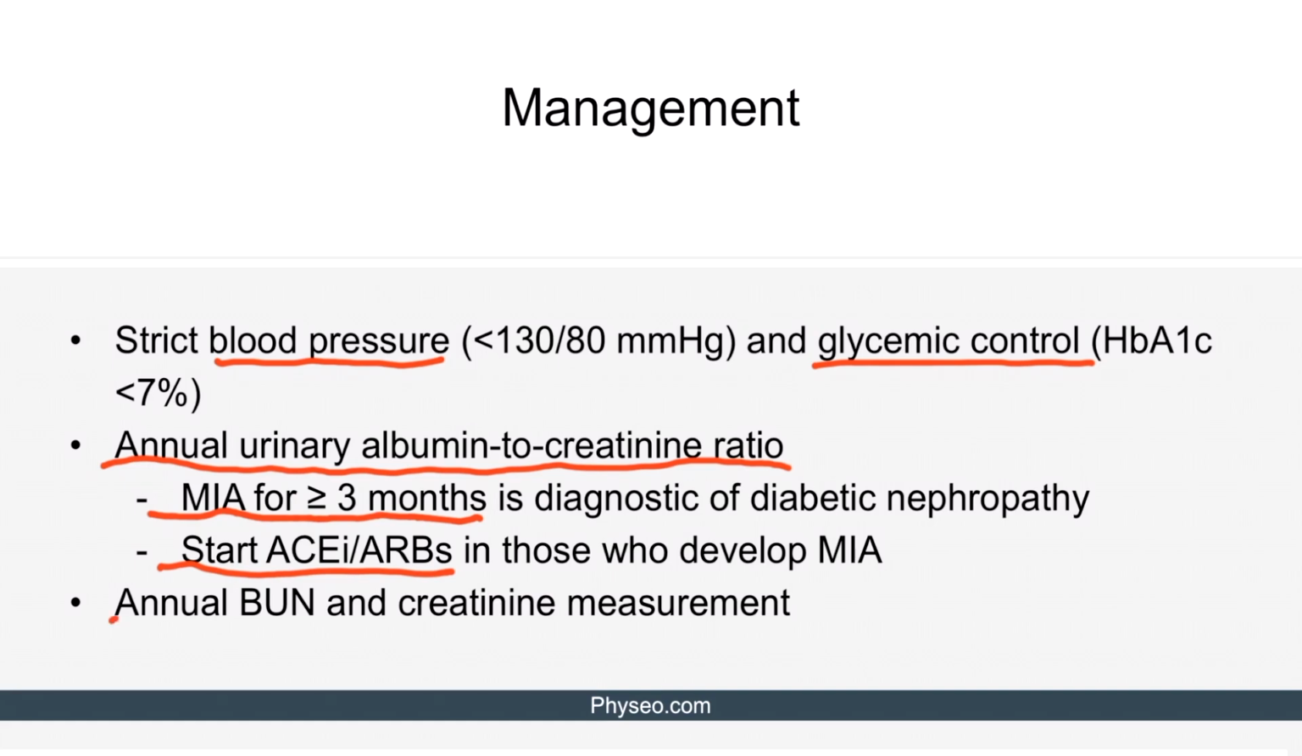Lastly, annual BUN and creatinine levels are actually done in all patients, even in the absence of microalbuminuria. And you do this to estimate the GFR and screen for chronic kidney disease, because it's possible for patients to progress directly to renal failure without even having that proteinuria in between. So you need to do this BUN and creatinine measurement to be able to catch those cases.